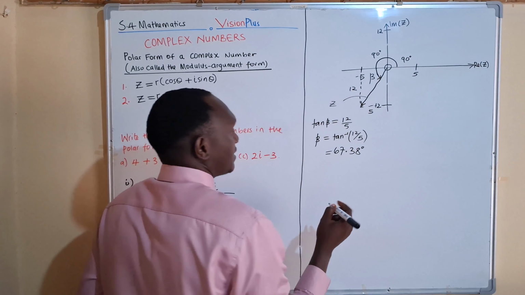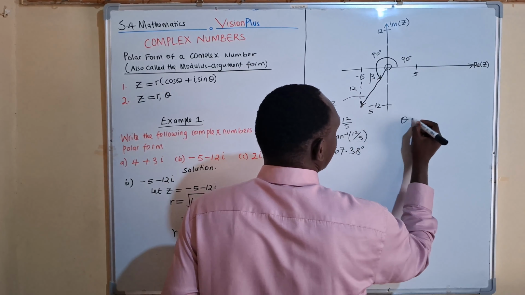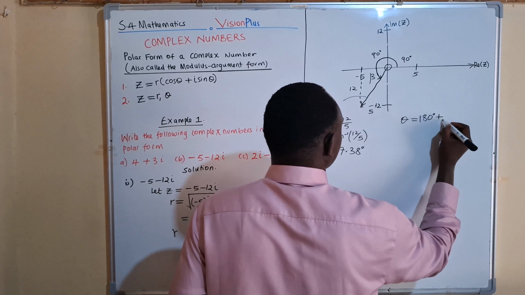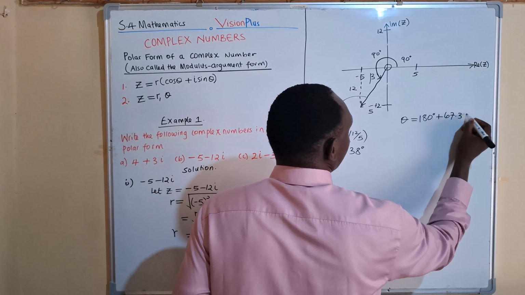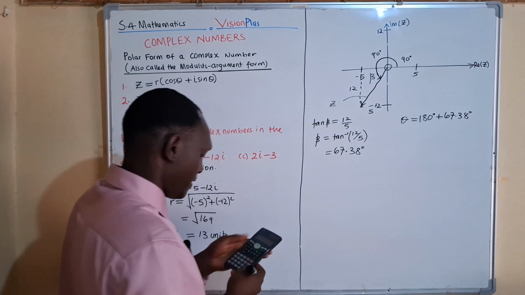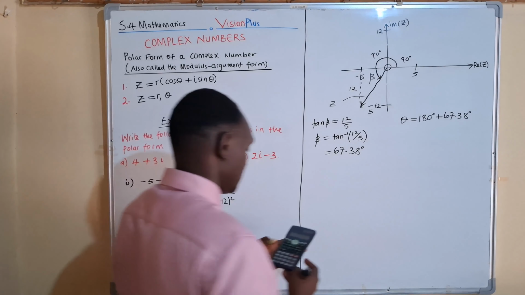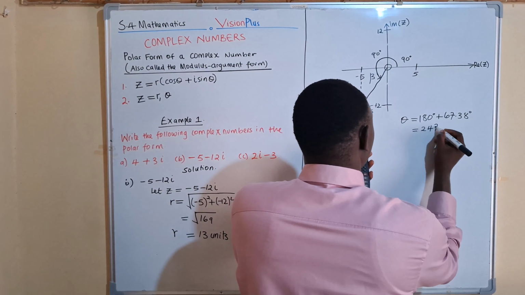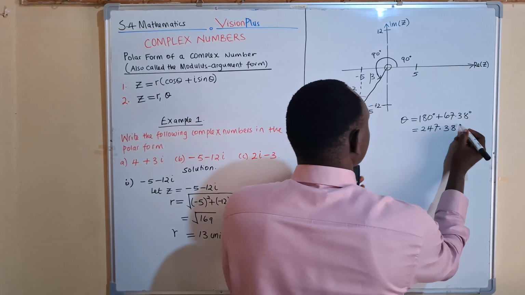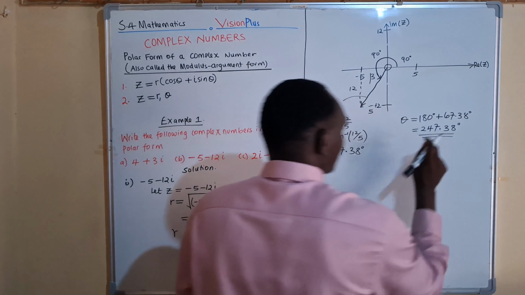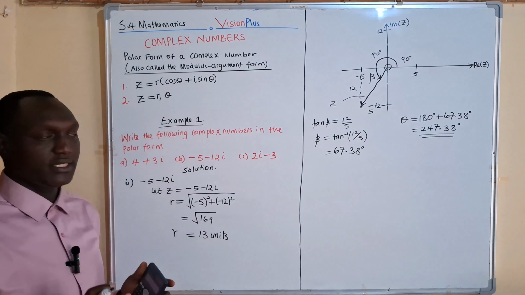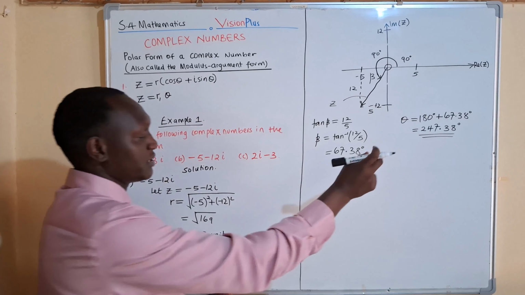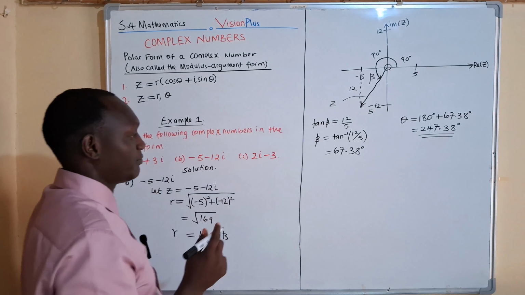Now for us to get our theta, which is the argument, theta becomes 90 plus 90 is 180 degrees plus 67.38 degrees. So plus 180. This means that our argument is 247.38 degrees. This is the argument. It is not the principal argument, but it doesn't matter. We can use that argument in the polar form.